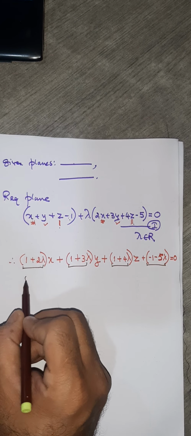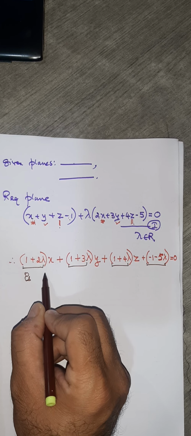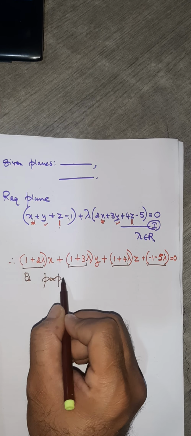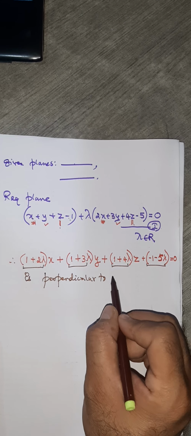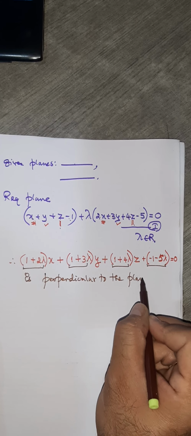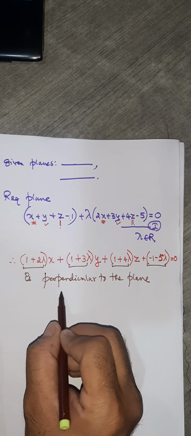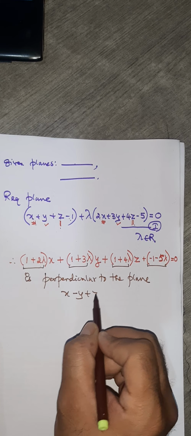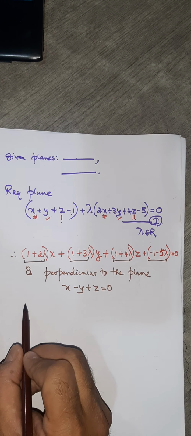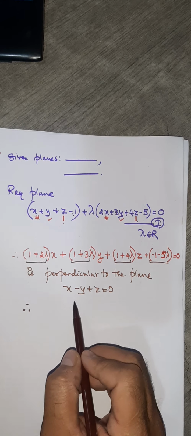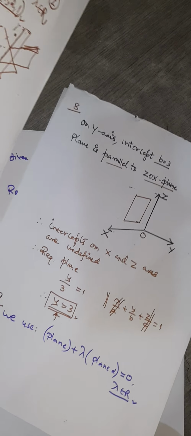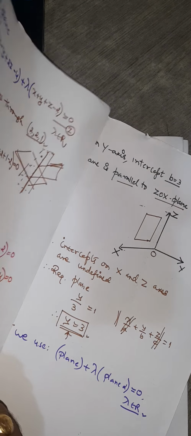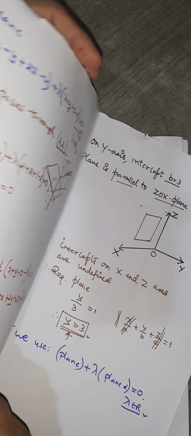Now this plane is, what's given to you? Perpendicular to, this is given in the question, perpendicular to the plane. One more plane you are given, that is x minus y plus z equals to 0. So therefore what happens? These two planes are perpendicular. If planes are perpendicular, it's like this in a diagram you see. Suppose one plane is this, I'm putting here. This is another plane, right? These two planes are perpendicular, you can see.